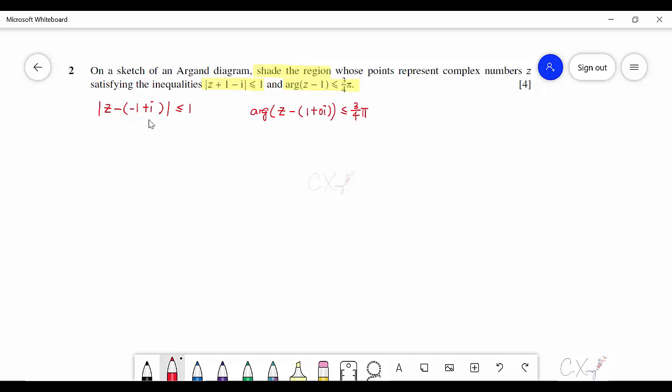Now for this part, if you look at the pattern, the left-hand side is a modulus sign and the right-hand side is a number. So generally this is a circle. The locus is a circle, or z is on the circle. This is the center of the circle and this represents the radius. So -1 and 1 is the center of the circle, and 1 will be the radius. Therefore, you can start sketching it.